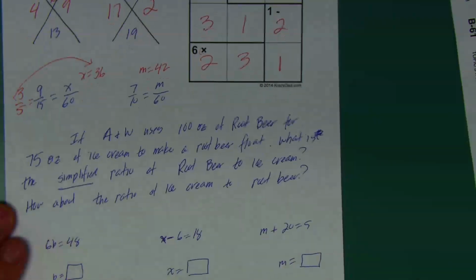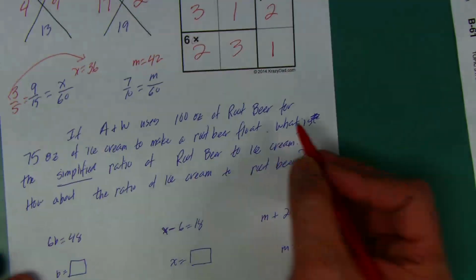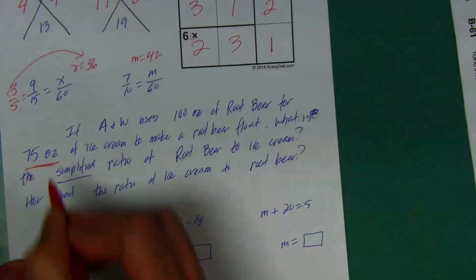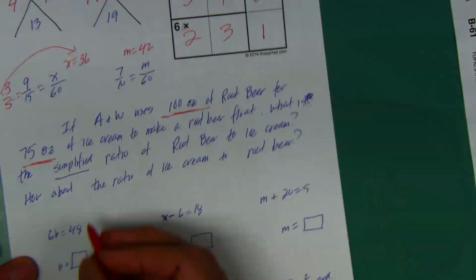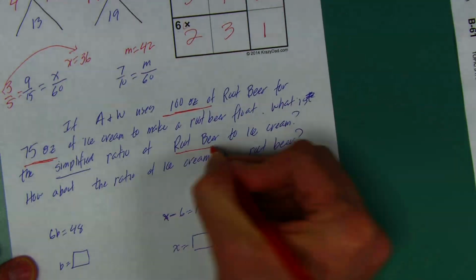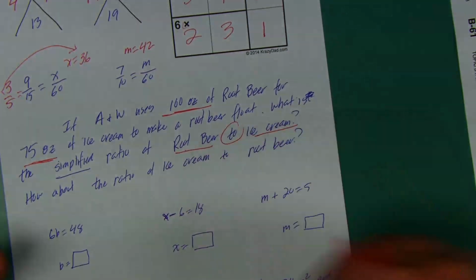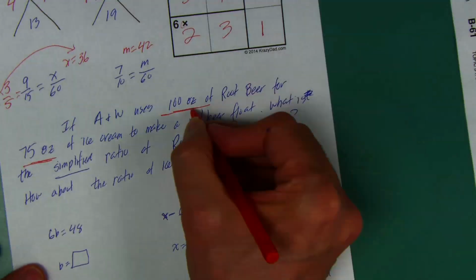All right, let's look at our ratio. I always say to write it in words first for the A&W root beer float. Okay, 75 ounces of ice cream and 100 ounces of root beer. So the first question is they want root beer to ice cream. Root beer to ice cream. That's a ratio. I wrote it in words. All right, it's already written. Root beer was 100.